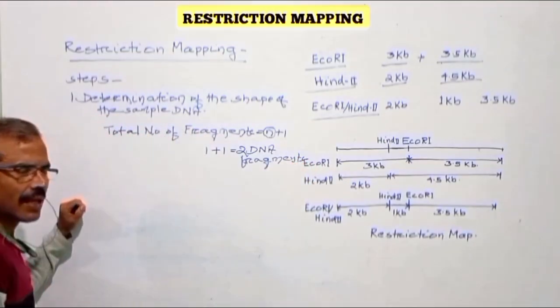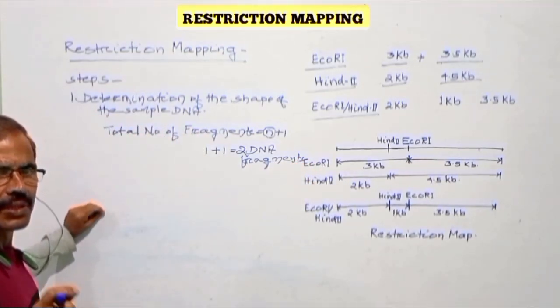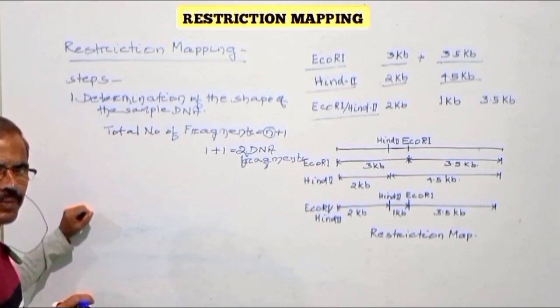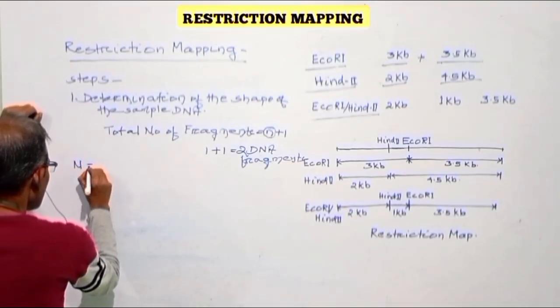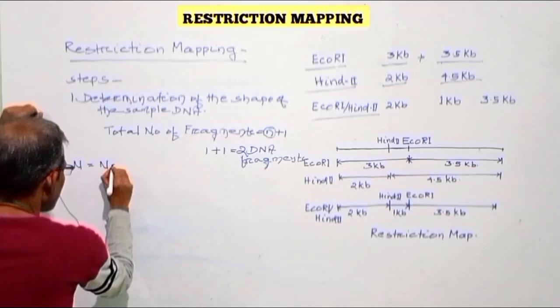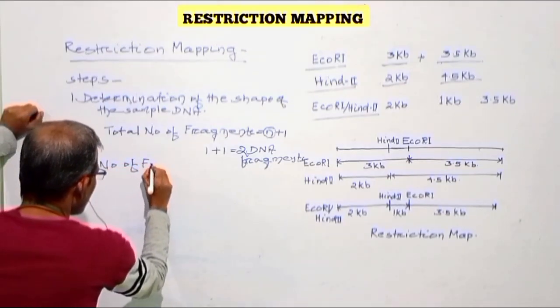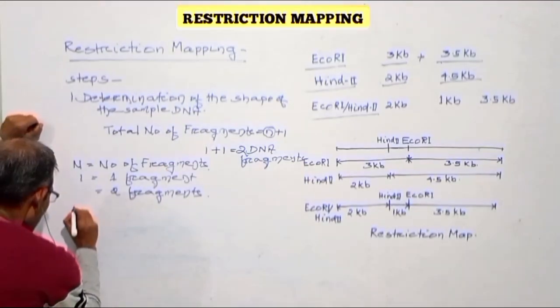On the other hand, if the DNA is circular, then a single cut will produce one linear DNA. So for circular DNA molecules, n is equal to the number of fragments.